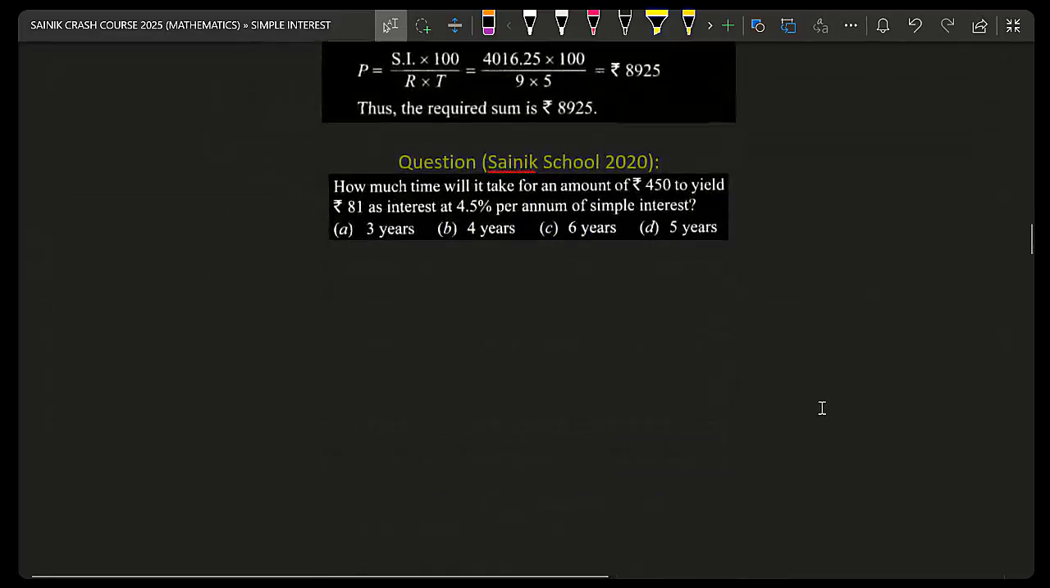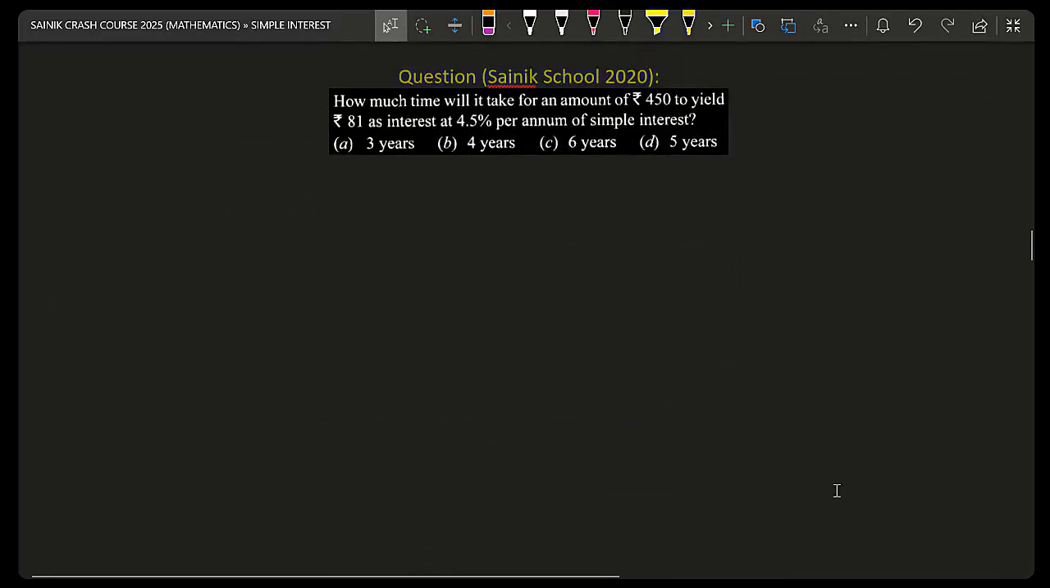Okay, next question. 2020 exam, we got this question. All the students lower your hands. Only interested students can raise for this question. How much time will it take for an amount of 450 rupees to yield 81 rupees as interest at 4.5% per annum of simple interest? Who will answer this? Shreyash, read the question.